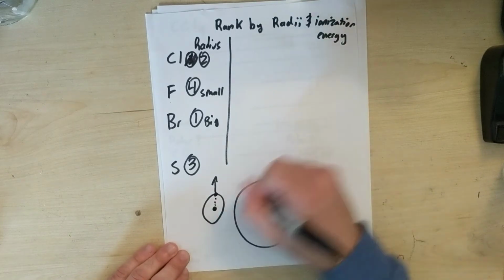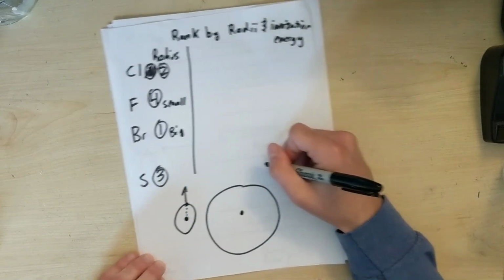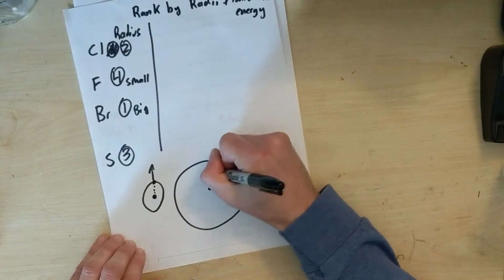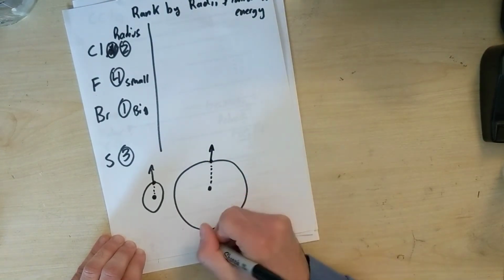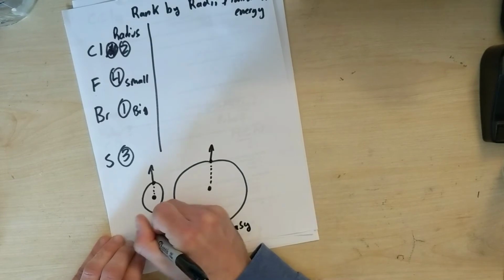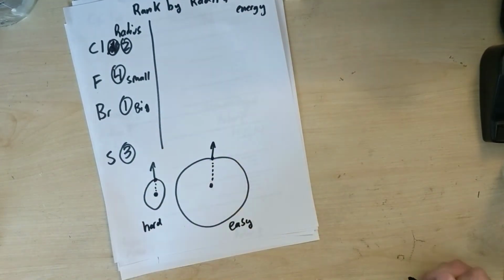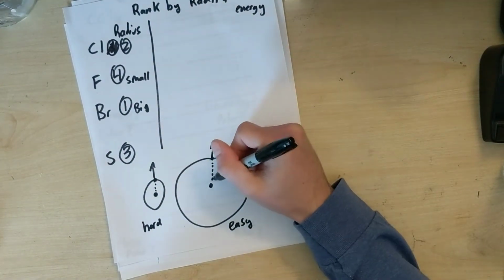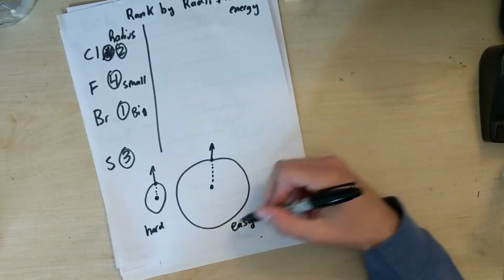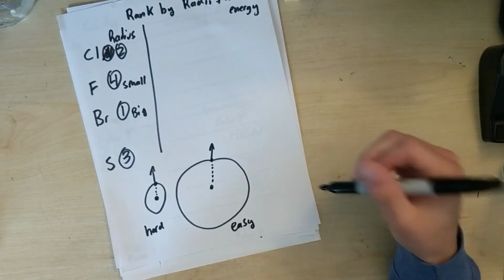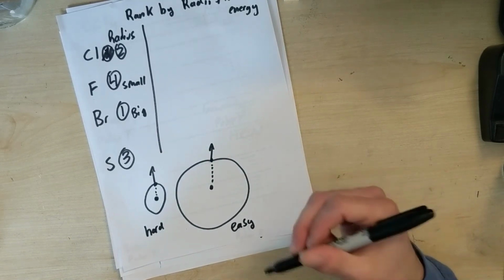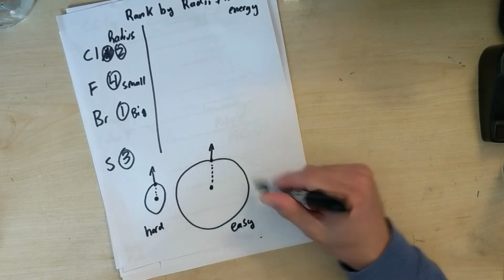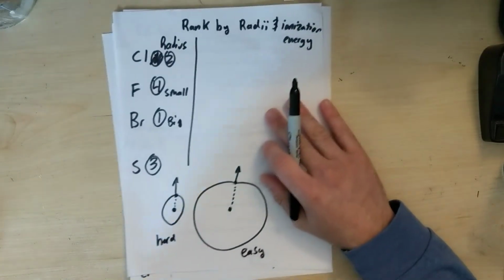But if the radius is really, really big, then there's a larger distance between the two, and so this will be easier to ionize. The ease of ionization depends directly on how big the atom actually is, because that's how tightly the nucleus will hold those electrons. Okay, so let's consider what this means in this context up here.